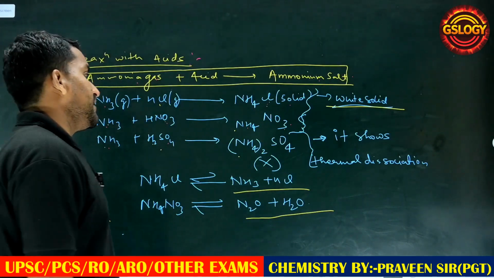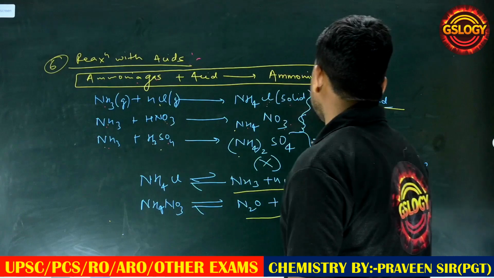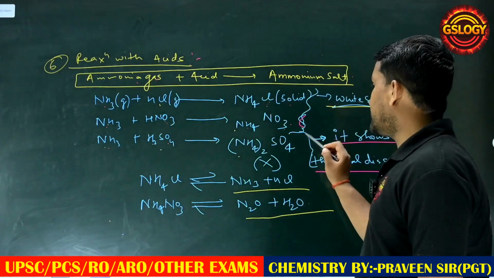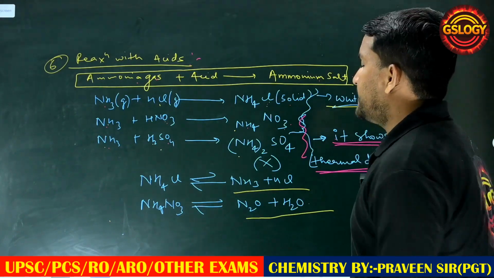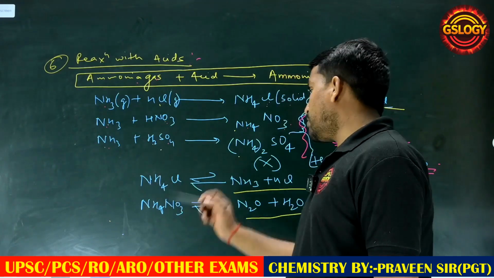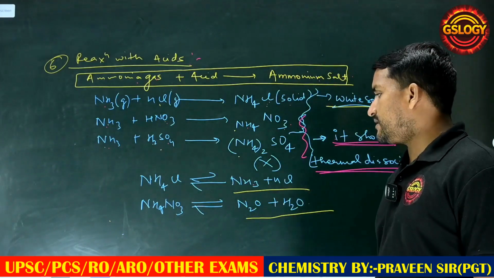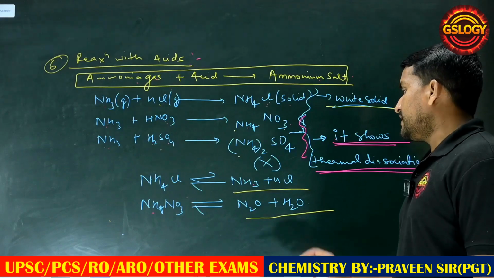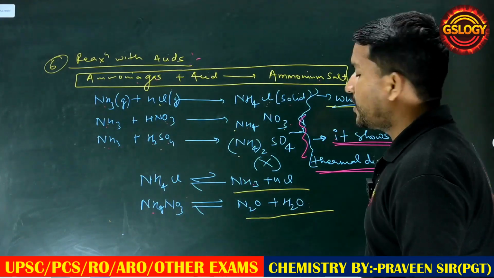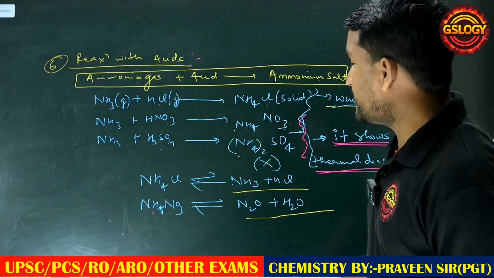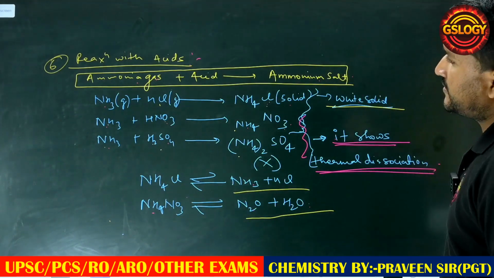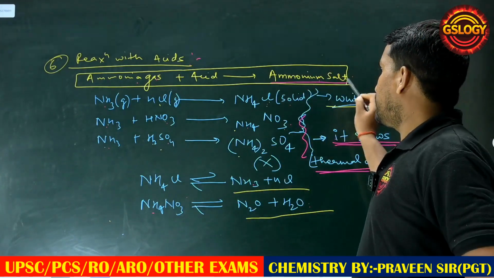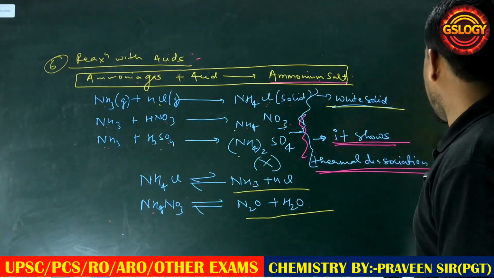ammonium sulfate. Both show thermal dissociation. It means ammonium chloride on heating gives ammonia plus HCl, and ammonium nitrate on further heating gives N2O plus water. So when ammonia gas reacts with acid, it forms an ammonium salt.